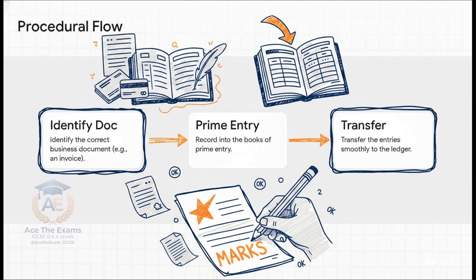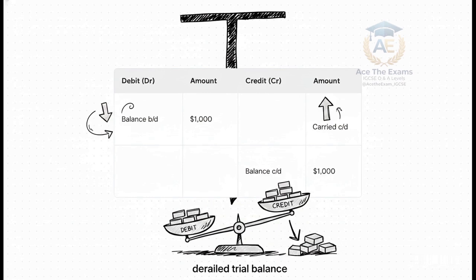Even if your final balance is completely wrong because of some silly calculator mistake under pressure, if I can see your logical, procedural flow clearly documented right there on the page, you will harvest those method marks. Now, what's really interesting here is that a crucial part of those workings is the T account, which remains the absolute gold standard for representing the double entry system.